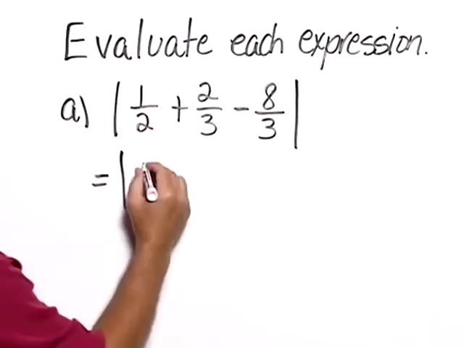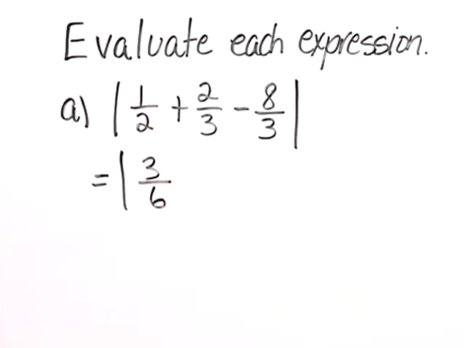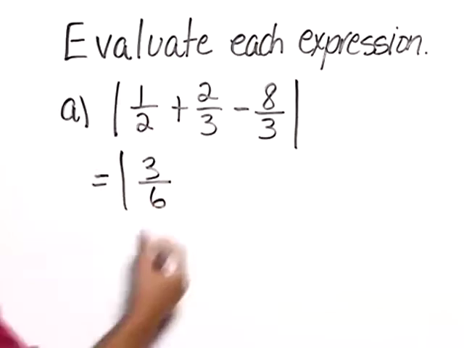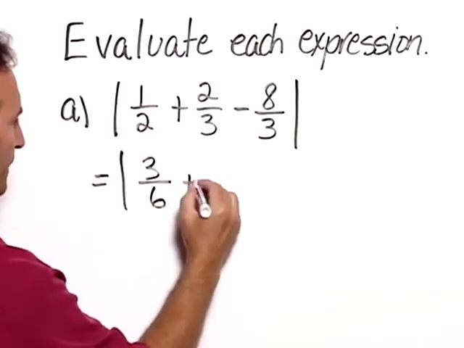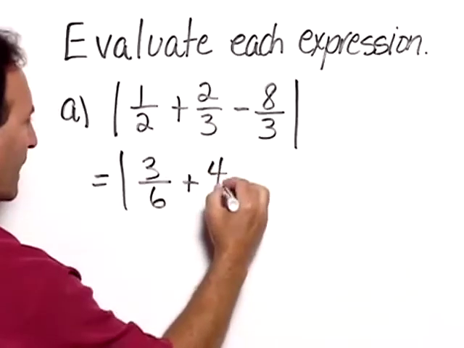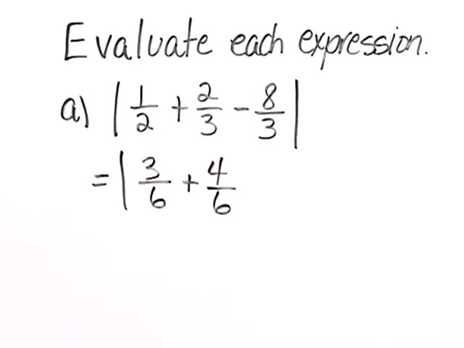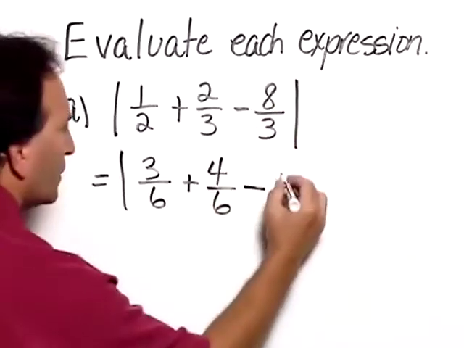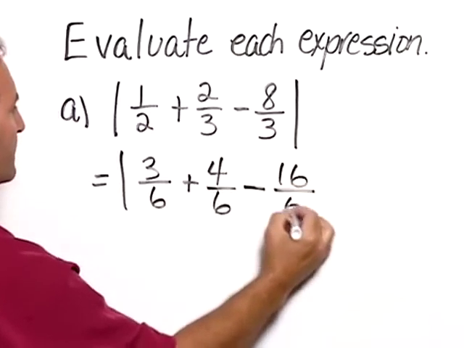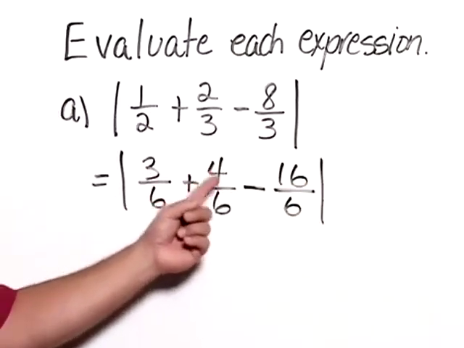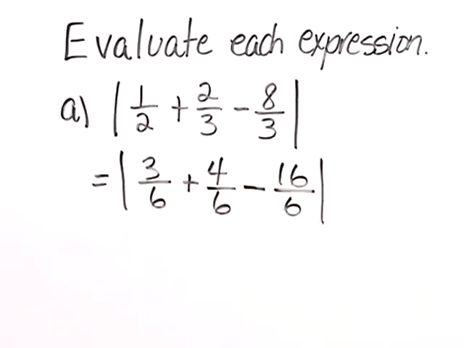This becomes 3/6, multiplying both the top and the bottom by 3. For the 2/3, we multiply the numerator and denominator by 2, so that becomes 4/6. Minus, we multiply again the numerator and denominator by 2, so it's 16/6. We can now add together and subtract the numerators only.